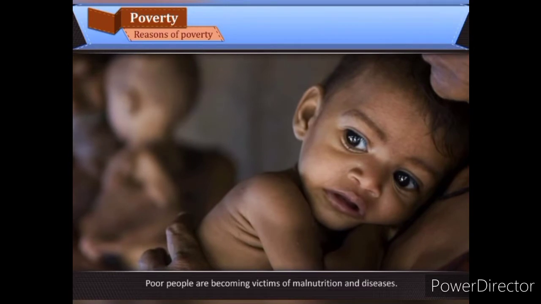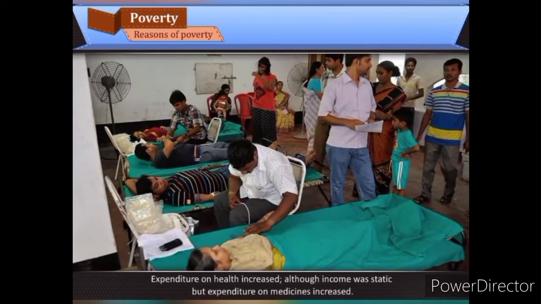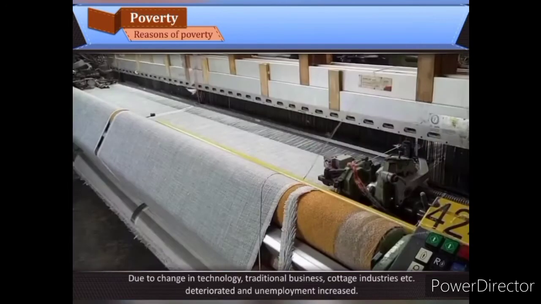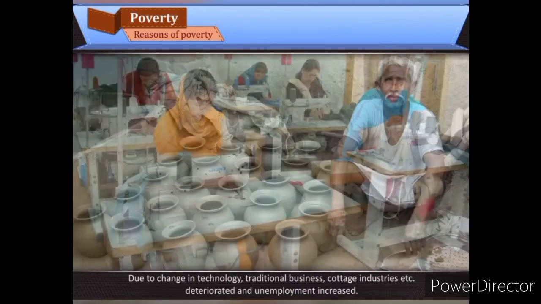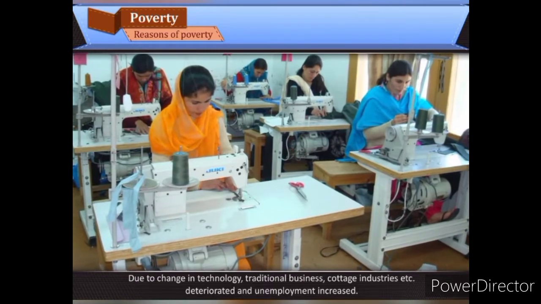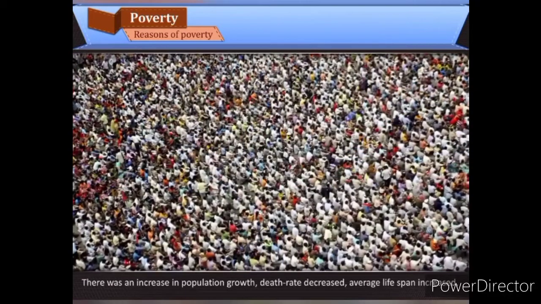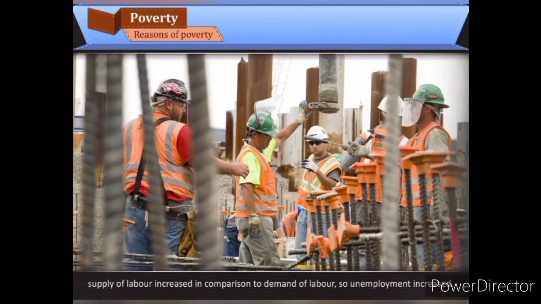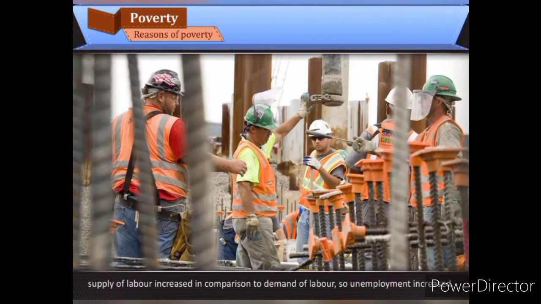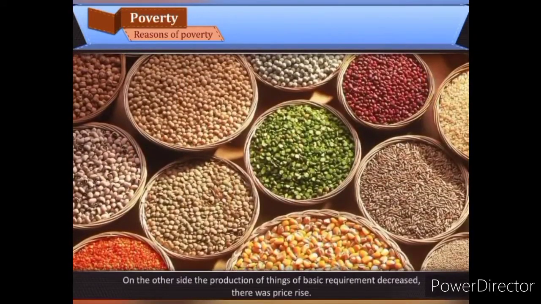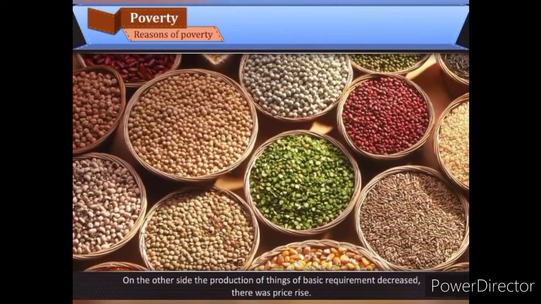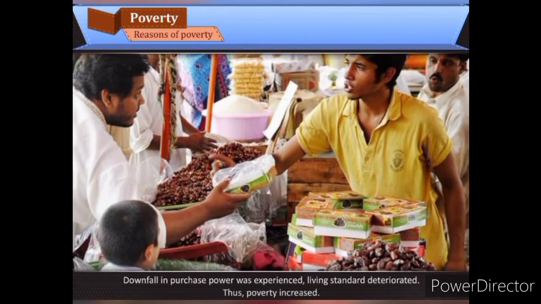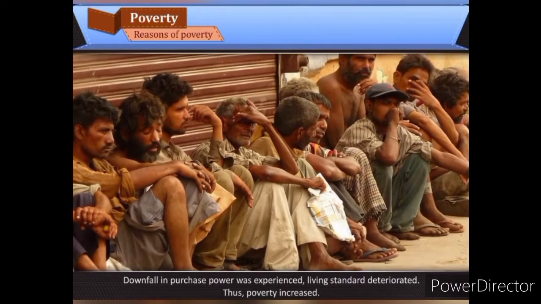Poor people are becoming victims of malnutrition and diseases. Expenditure on health increased, although income was static, but expenditure on medicines increased. Due to change in technology, traditional business, cottage industries, etc. deteriorated and unemployment increased. There was an increase in population growth, death rate decreased, average lifespan increased, and supply of labor increased in comparison to demand of labor, so unemployment increased. On the other side, the production of things of basic requirement decreased. There was a price rise. Downfall in purchasing power was experienced. Living standard deteriorated. Thus, poverty increased.